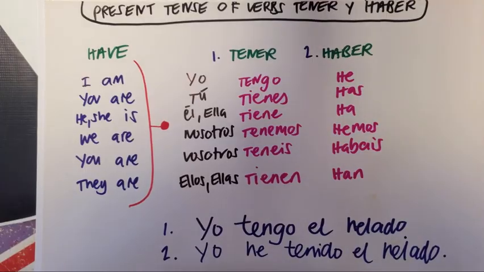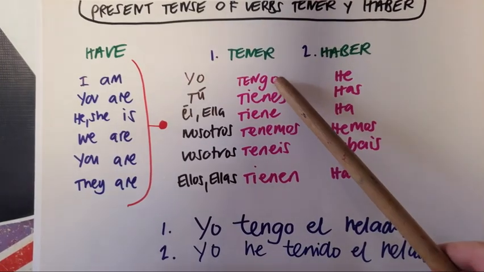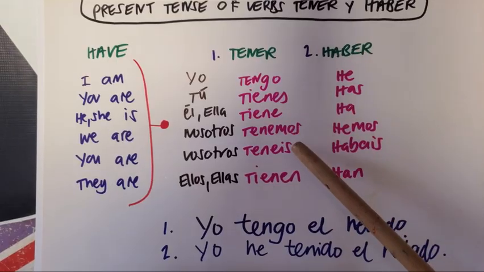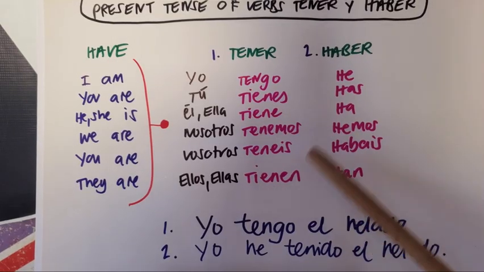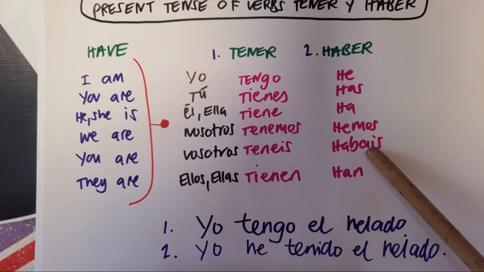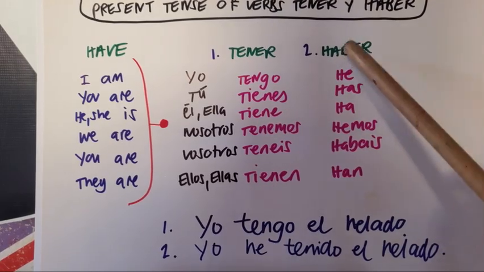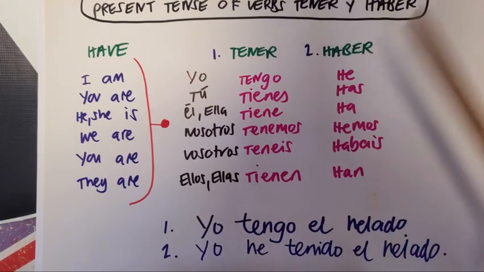I'm now going to show you the verb tables of tener and haber. Again, tengo, tienes, tiene, tenemos, tenéis, tienen. And he, has, ha, hemos, habéis, han. The present tense of the verb haber.